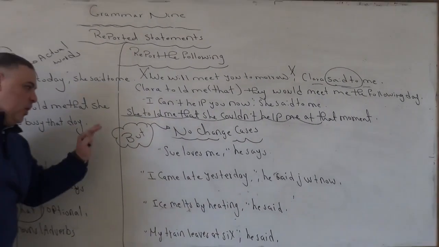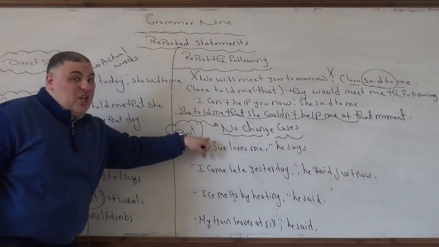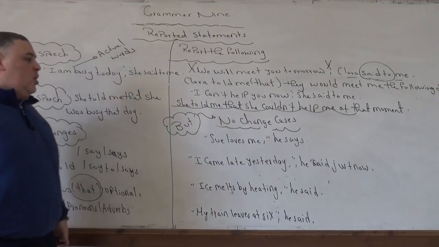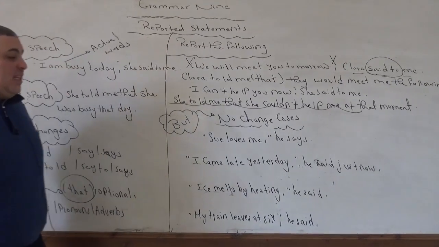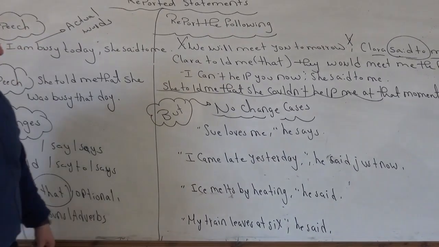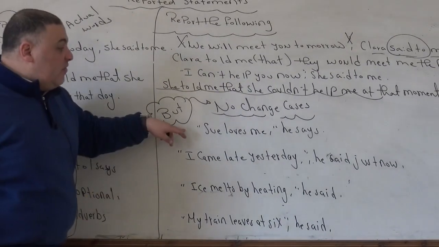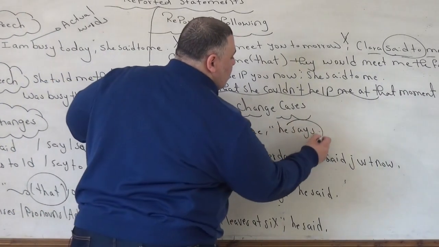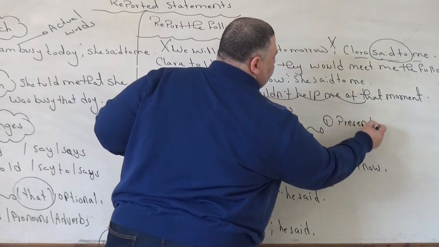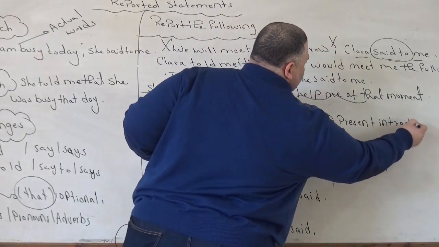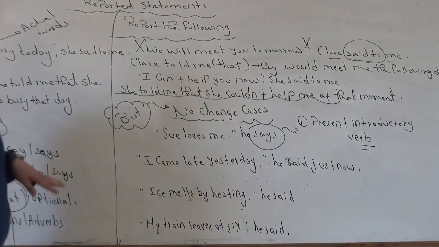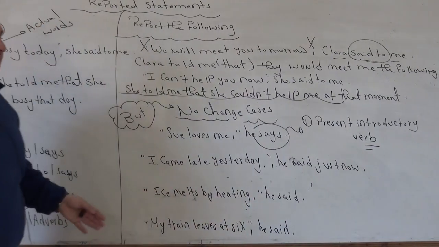But you have to know, before we go, that there are some cases that you cannot change, and these cases are very important. How many cases have I written here on the board? There are 4. She loves me, he says. I came late yesterday, he said just now. Ice melts by heating, he said, and my train leaves at 6, he said. We can see that the first sentence, she loves me, he says, is the first no change case, the case of the present introductory verb. What do I mean by the introductory verb? I mean the verb of saying, which is the word say, tell, ask, and so on.